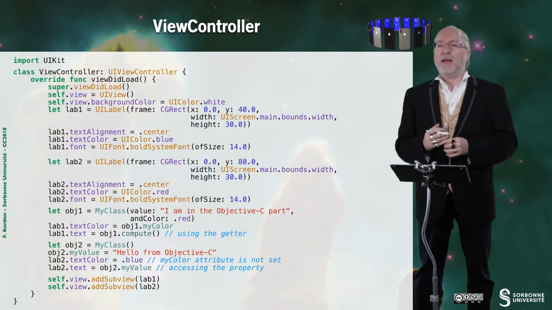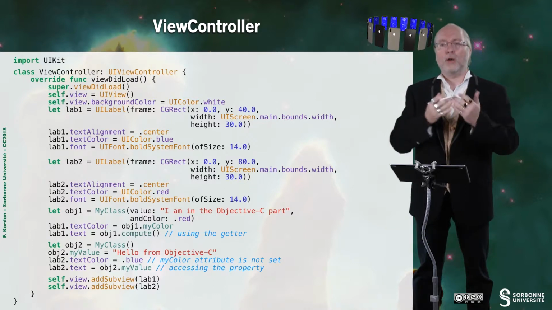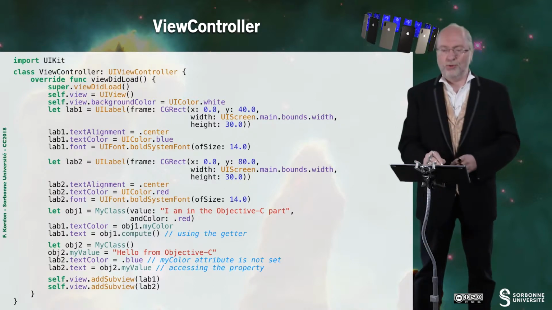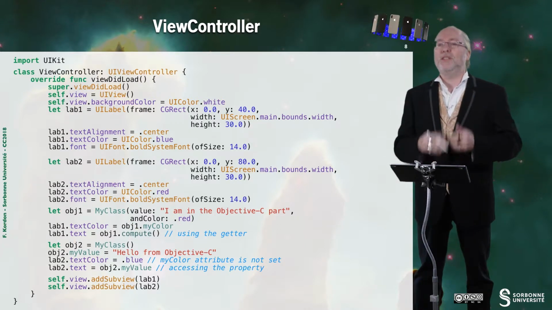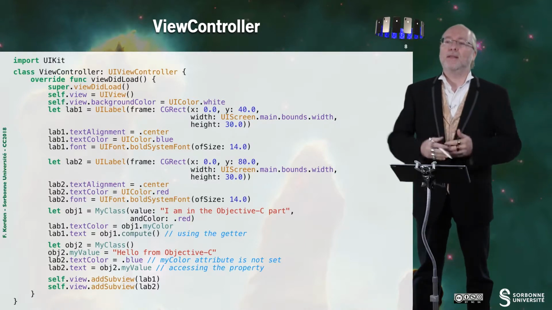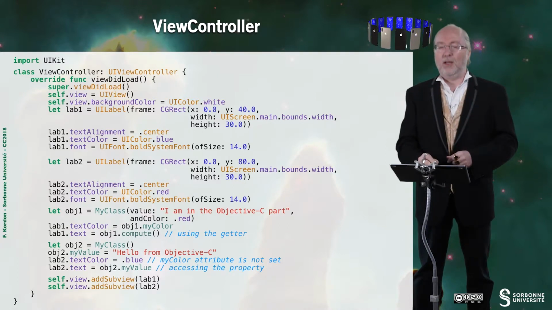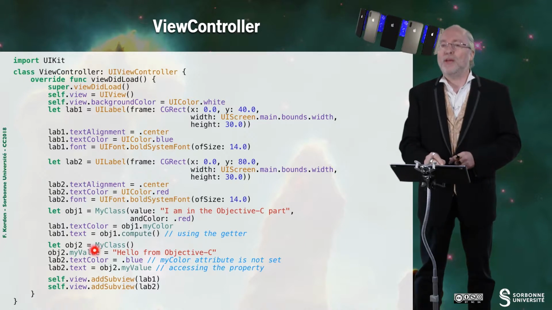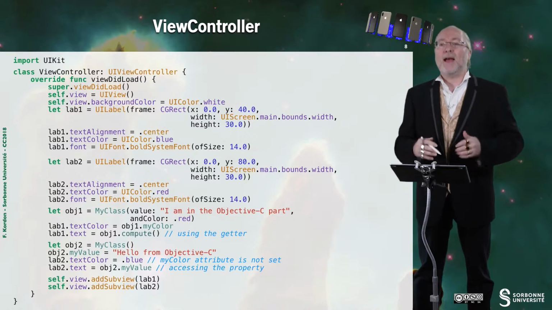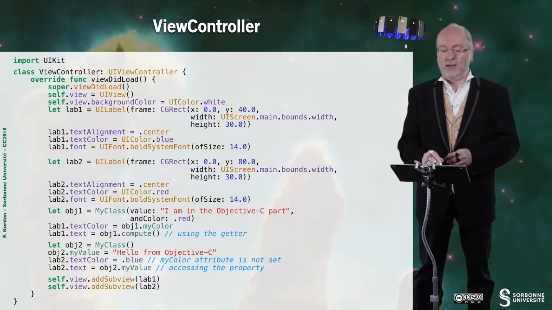And then I am creating two objects of type MyClass. The first one I create with a value, which is "I am the Objective-C part", and a color, which is red. Then I use, for my first label, the information I can fetch from that object one. And I have another way to create a MyClass object differently: I'm creating it without any parameter, with a default init, and I'm accessing the attributes.